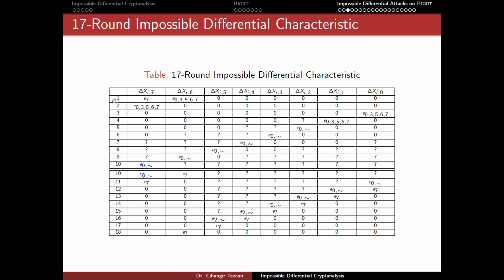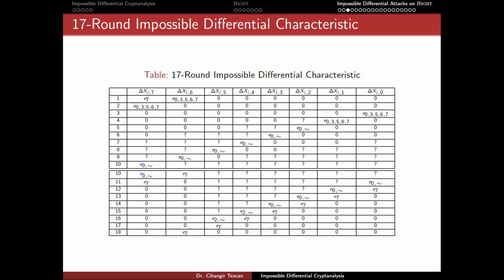So this means that this input difference has to go to this, and this output difference has to come from this. And since they are not the same, this input difference has to go to something else. So this input difference after 17 rounds of encryption can never end up with this kind of output difference. So this is the impossible property that we observe.